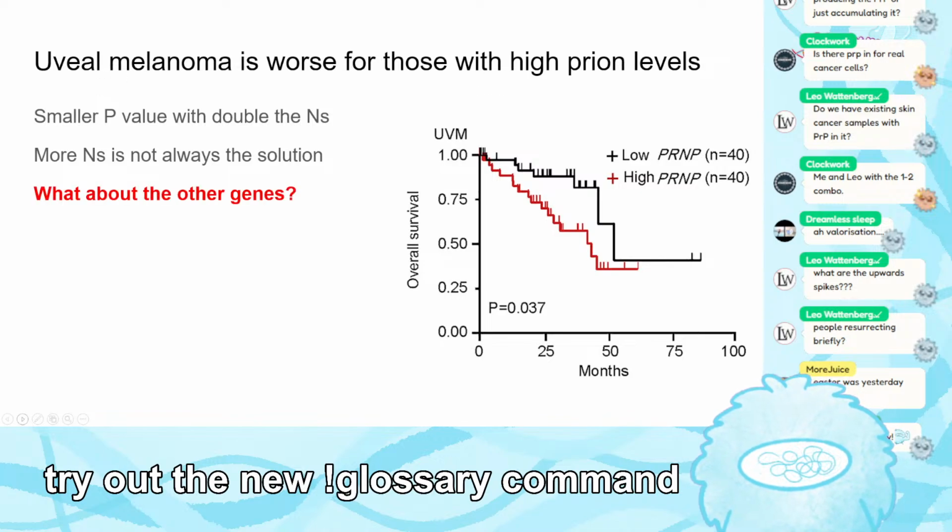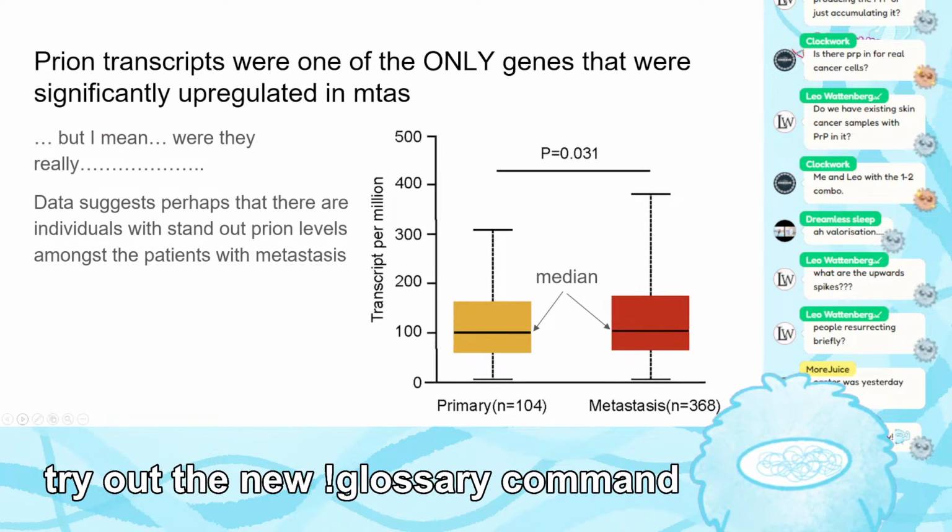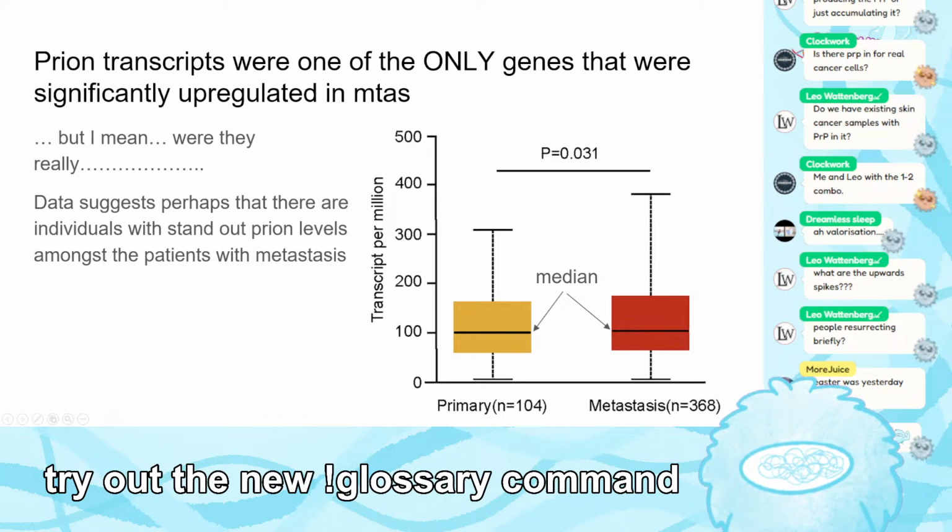So what about the other genes? We have that list of 41 genes that are upregulated in metastatic melanoma, and we're focusing on prion protein, but there's no really good reason so far why we're doing the prion protein other than that it's cool. So what about those other genes? Apparently prion transcripts were one of the only genes that were significantly upregulated in metastatic melanomas from real patients. Although this data is tricky.